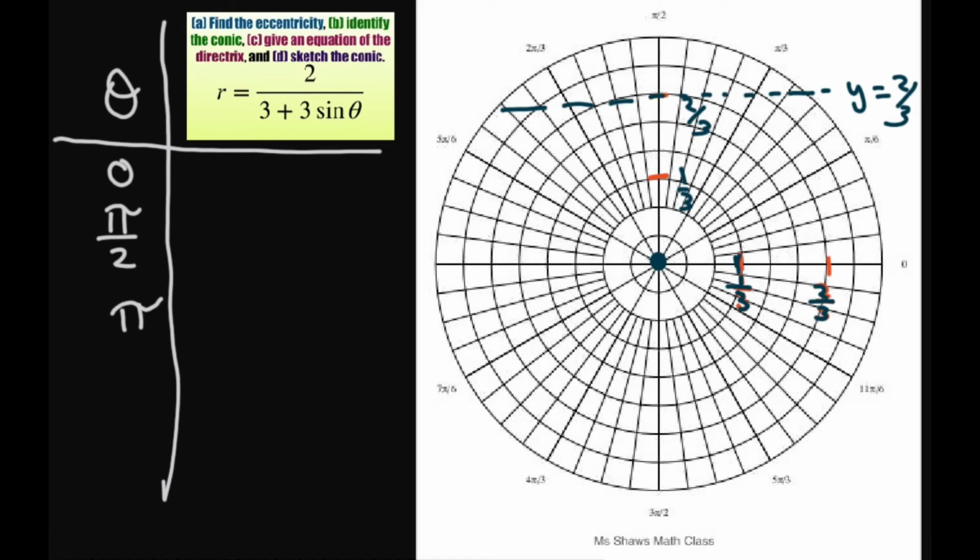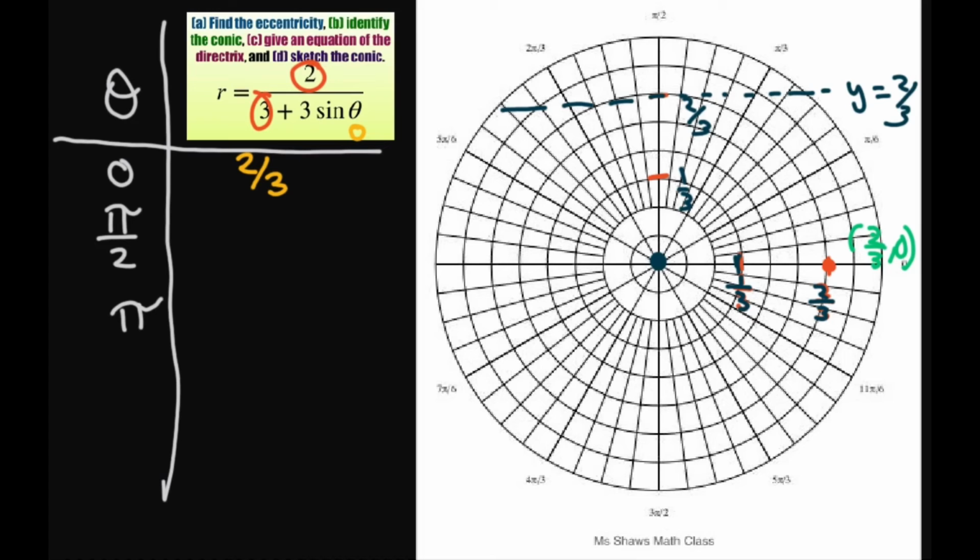So at 0, if I substitute in 0 here, I'm going to get 2/3, because sine of 0 is 0. So you'll just have 2 divided by 3. So we're over here. This is the point 2/3 comma 0 in polar coordinates.